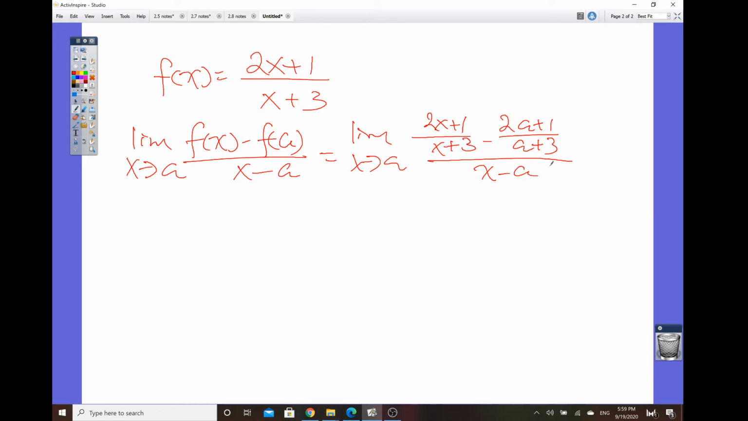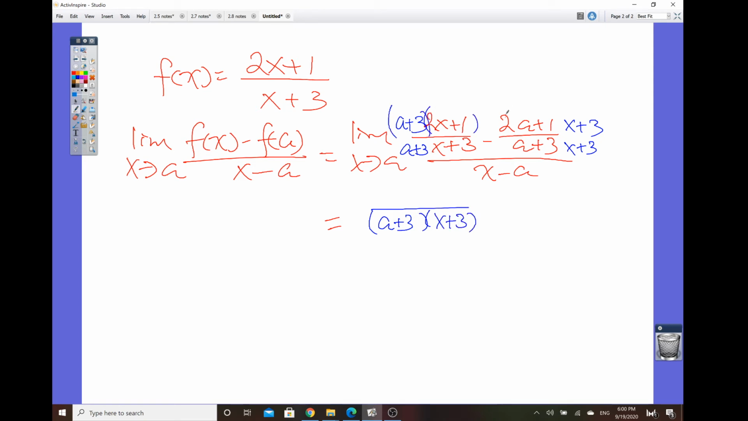So this one would be kind of complicated. There are so many rational expressions. What we can do is convert them to the same common denominator, multiplying by the missing element. So multiply this one by a plus 3, and this one here by x plus 3. So the denominator is a plus 3 times x plus 3. Just keep it that way.